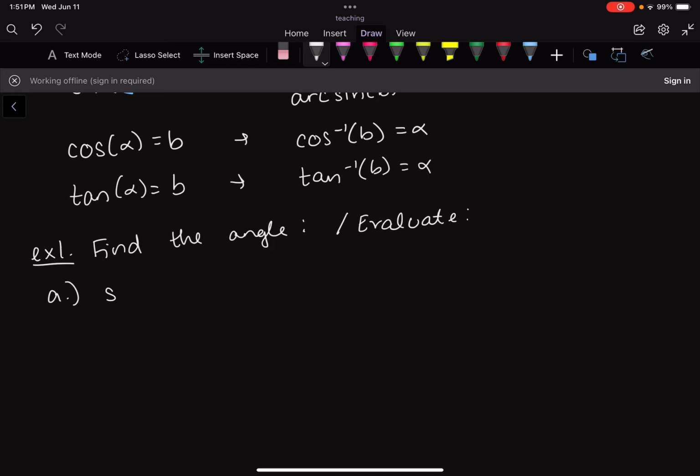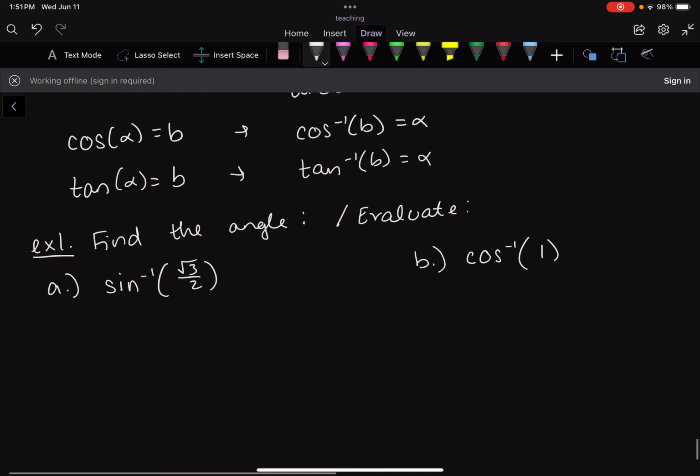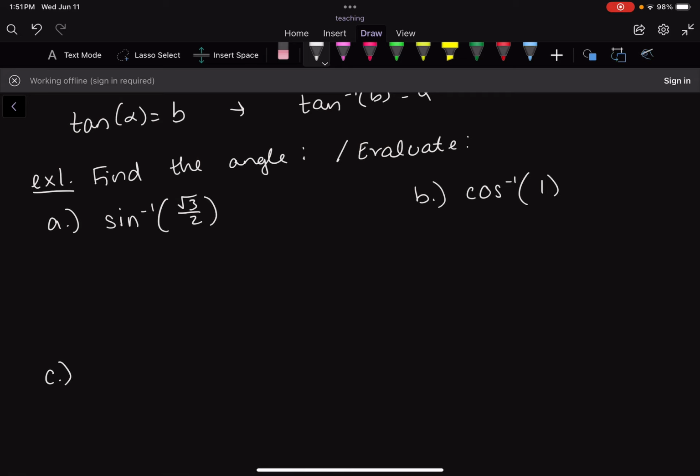So for A, I'm going to ask you for sine inverse square root 3 over 2. Part B, I'm going to ask for cosine inverse of, let's do 1. C, we'll do a tangent inverse. Let's do 1 over root 3 for this one.